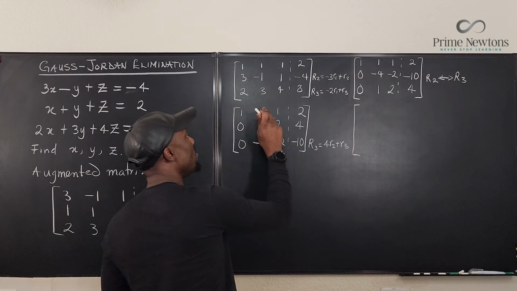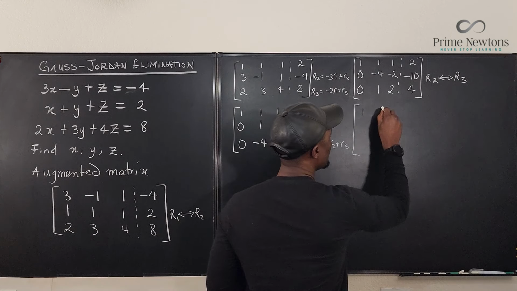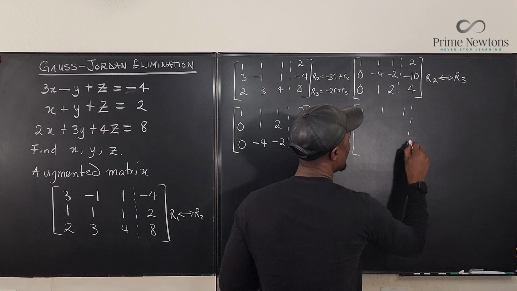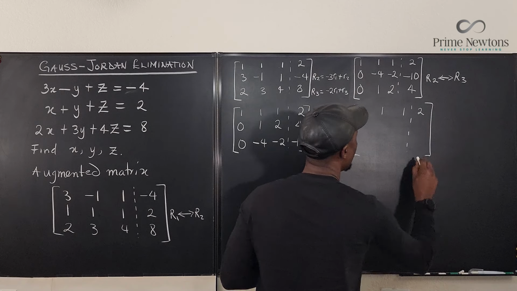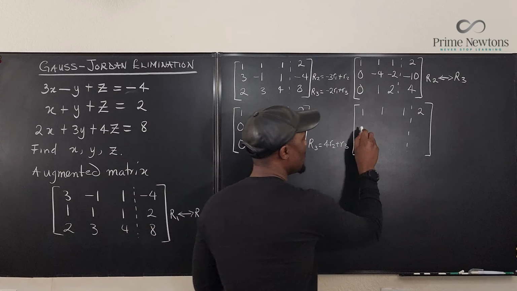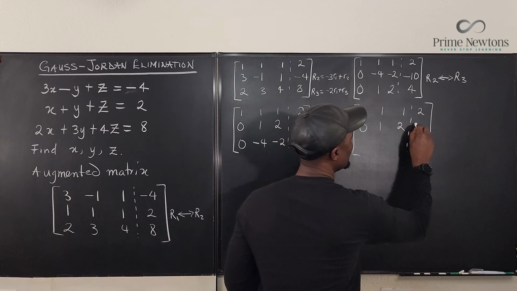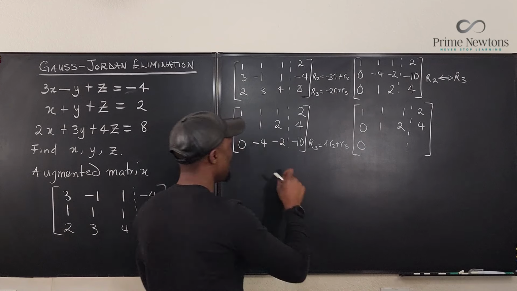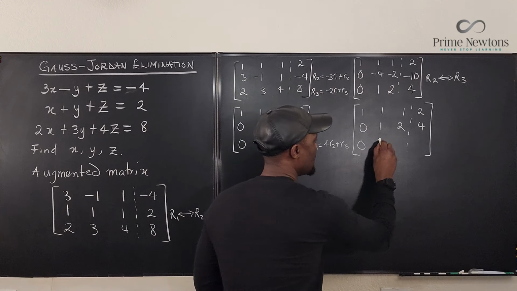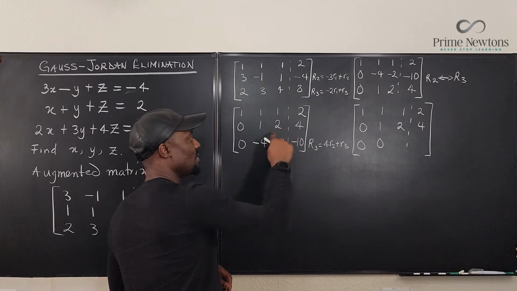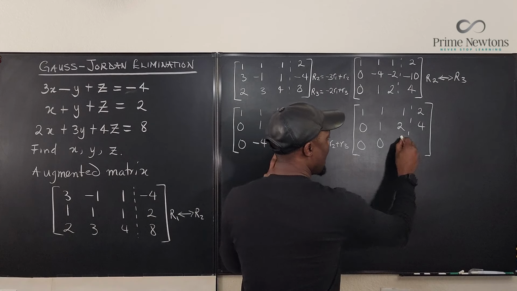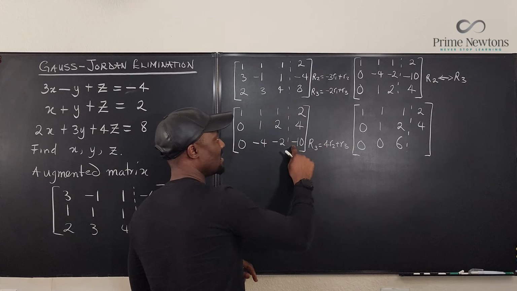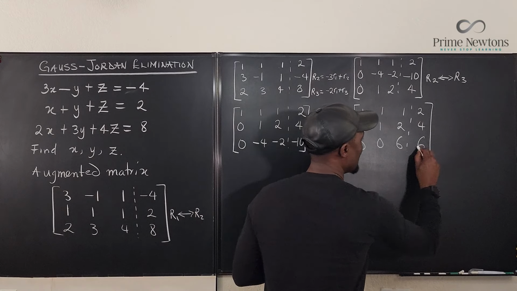I still have my 1, 1, 1, 2, and I have my 0, 1, 2, 4. But what I don't have anymore is this, because it's going to be 0. If I add 4 of this to this, it's going to be 0. If I add 4 of this to this, that's 6. And if I add 4 of this to this, 16 minus 10 is going to be 6.